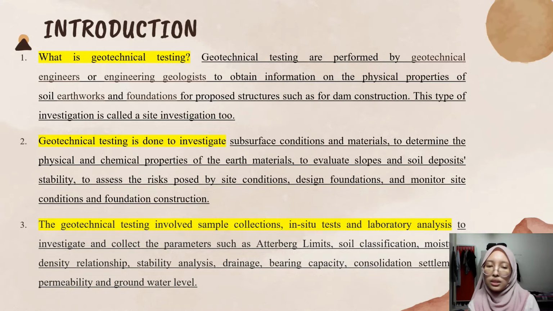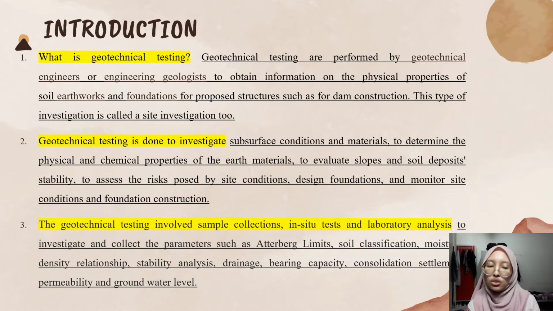Second, geotechnical testing is done to investigate subsurface conditions and materials to determine the physical and chemical properties of the earth materials, to evaluate slopes and soil deposit stability, to assess the risks posed by site condition, design condition, and monitor site condition and foundation construction.